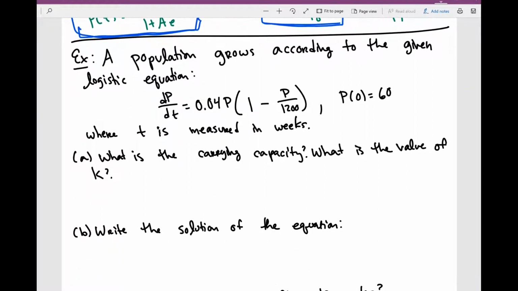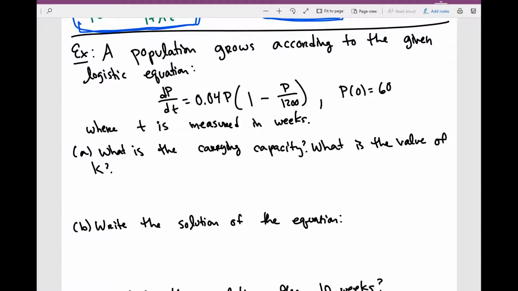So here, if you want to take some time to take a picture of this or write it down, please do. So we have a population growth according to the given logistic equation. So we have actually numbers plugged into the differential equation, and we have an initial condition right here, where t is measured in weeks. Okay, so here what we want to find is what is the carrying capacity and also what is the value of k.